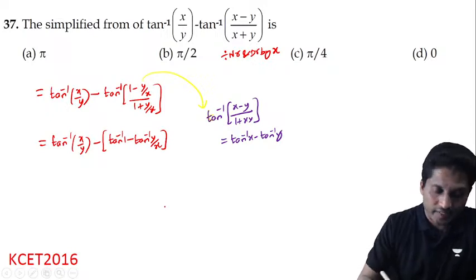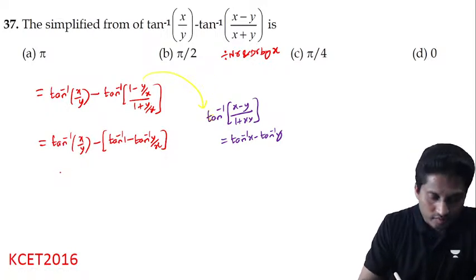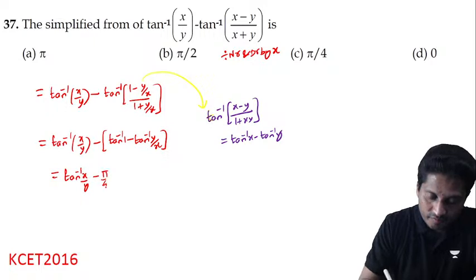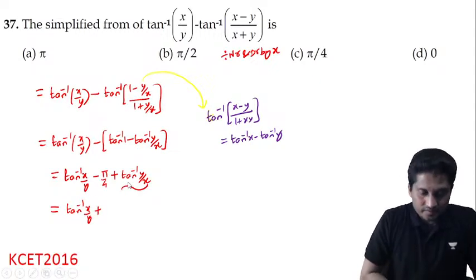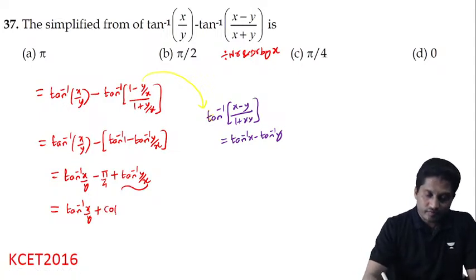Okay, now if you open the bracket, it should equal tan inverse of x by y. If you open the bracket, tan inverse of 1 is pi by 4, minus and minus is plus, tan inverse of x by y. Alright, now this is tan inverse of x by y plus tan inverse of y by x can be written as cot inverse of x by y minus pi by 4. Right, now tan inverse plus cot inverse is pi by 2, right?